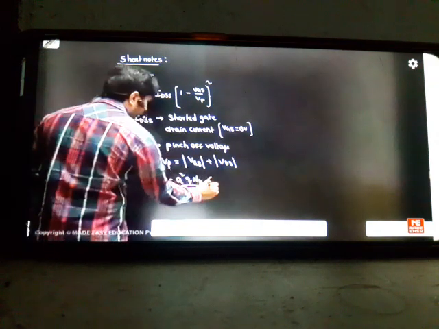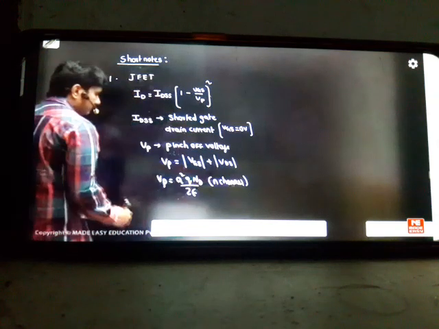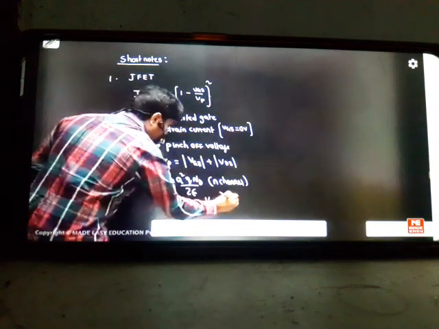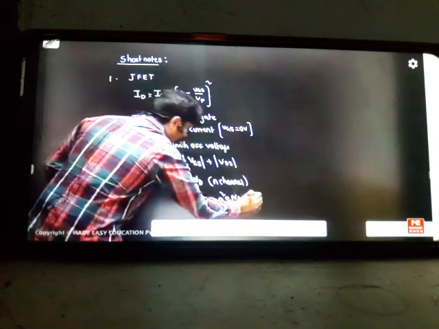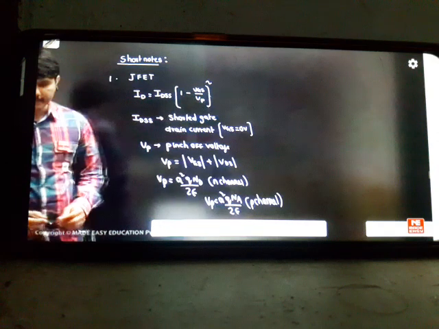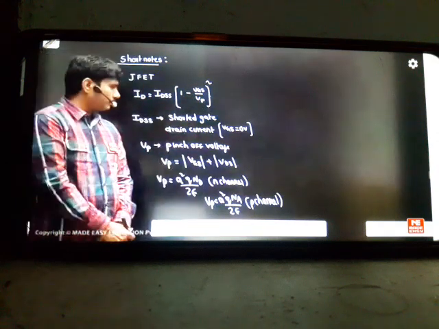This is one formula if it's an N channel. If it's a P channel, VP is equal to A square Q into NA by 2 epsilon. One is for N channel and one is for P channel. We have the concept.